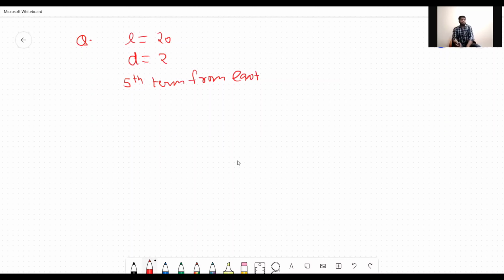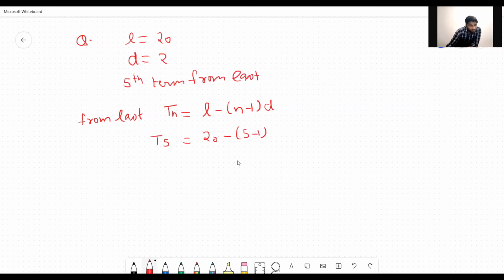So we are directly given the value of last term and common difference, and we have been asked for the fifth term from last. What we will do? We will simply apply the formula, that is Tn from last is equal to L minus (n minus 1)D. We have been given L, 20, minus, and we have to find out T5, so 5 minus 1 into D, which is 2. 20 minus 8, 12. T5 is 12.